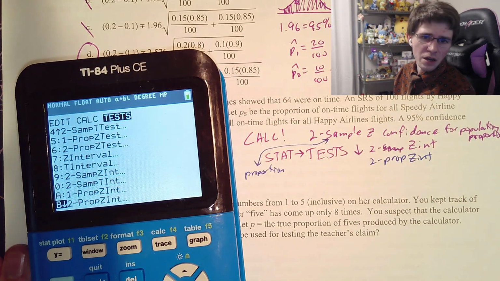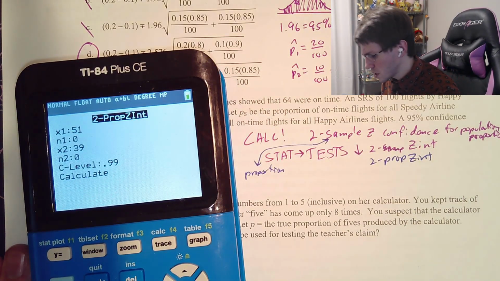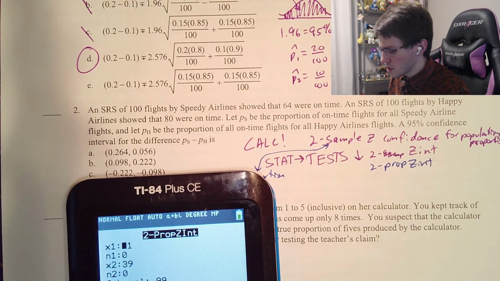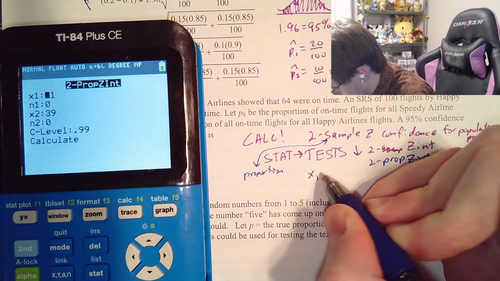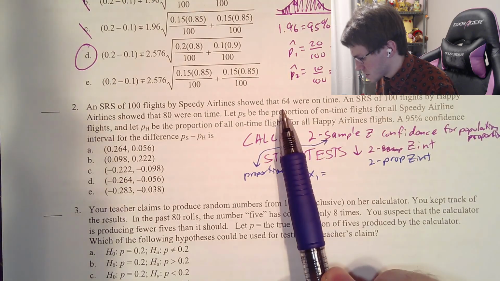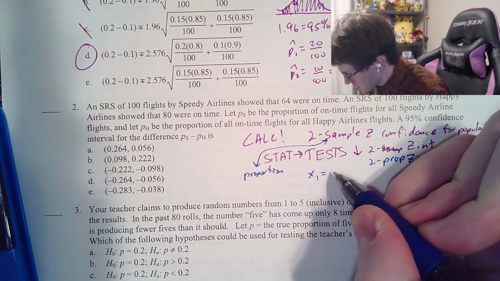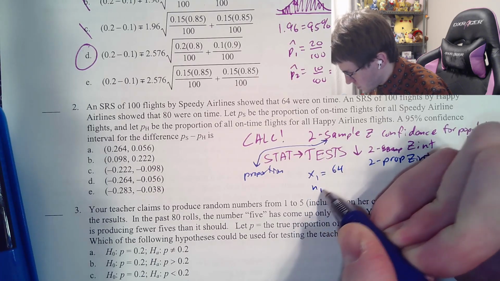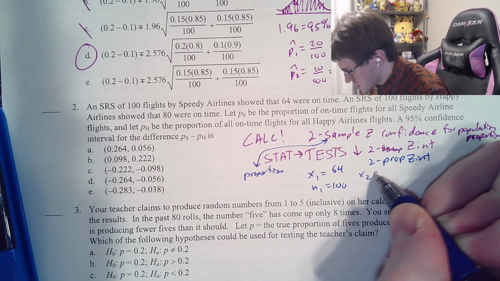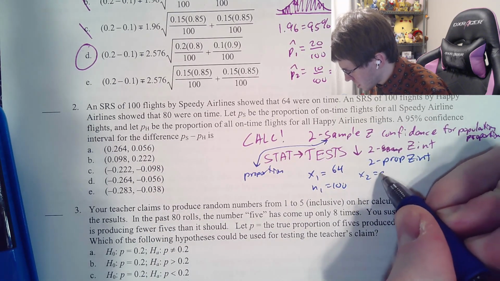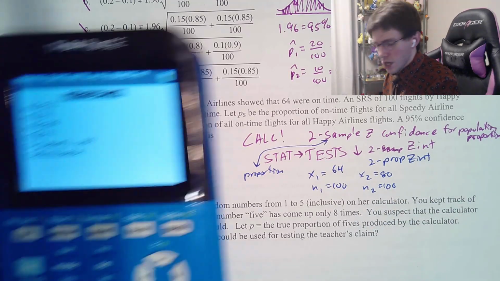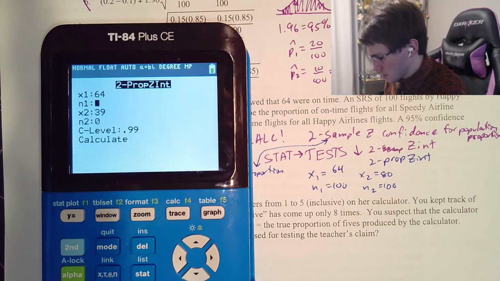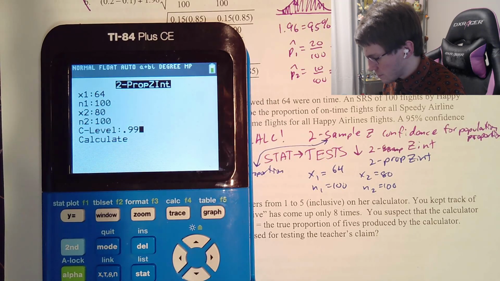Just to make sure you're being careful on the free response section of the test. Regardless, on this one, you just have to type in all of the numbers as they appear. So our x1 on this one was in fact the 64 out of 100. So we have 64. Our n1 is therefore 100. Our x2 on this question is going to be 80, and our n2 is also 100. And then we just throw all of it into our calculator. So we got 64, 100, 80, 100, and then 95% confidence.